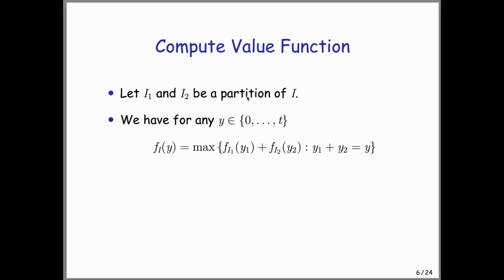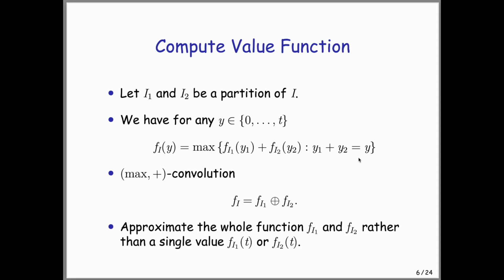To compute the value function, a basic method is grouping and merging. Suppose we divide the set I into two subsets, I1 and I2, and we know the value function of each subset. Then we can compute the value function of the entire set by using the max-plus convolution. The idea is that we try to determine the maximum total profit by allocating capacities to I1 and I2. Although we only need the value at the total capacity, we must approximate the functions for I1 and I2 at all capacities to compute the correct answer at T.